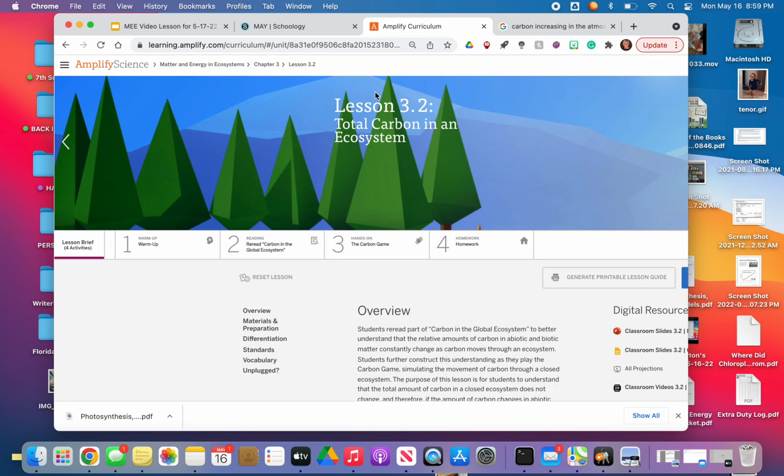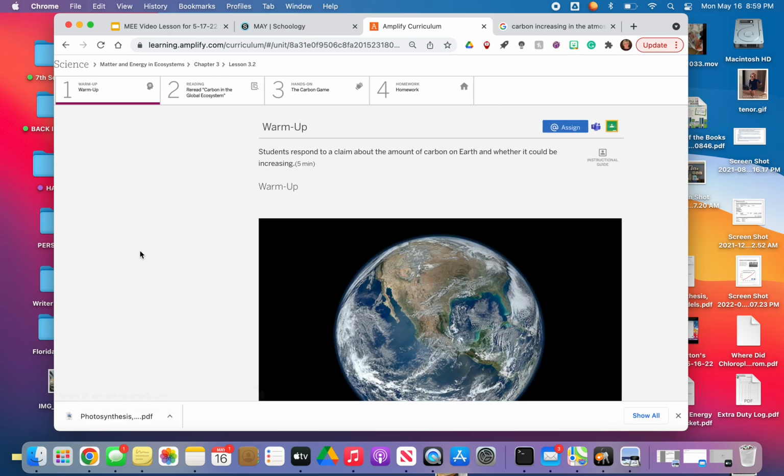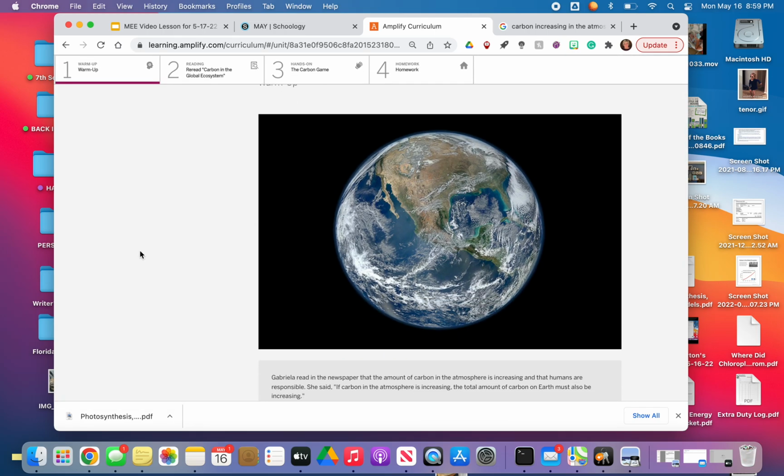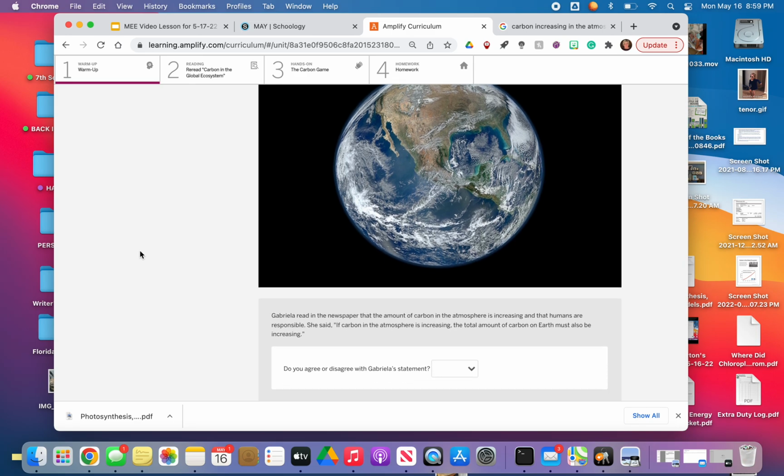All right, so hopefully by now everybody's logged on to lesson 3.2. Let's go to your warm-up. So we've got this gorgeous, gorgeous picture of the Earth, and we read this prompt.